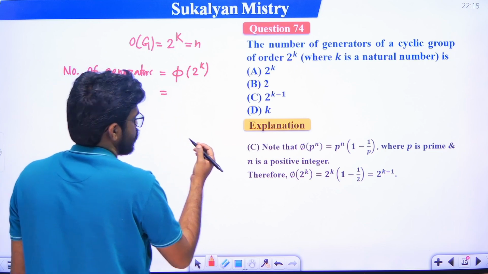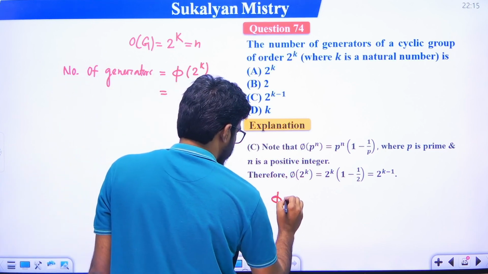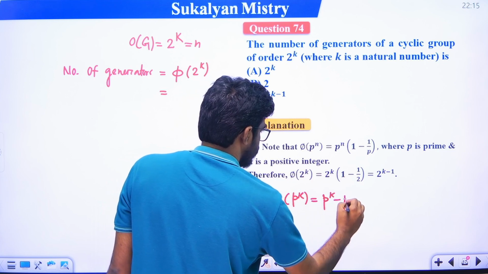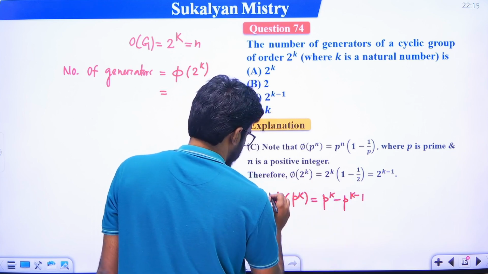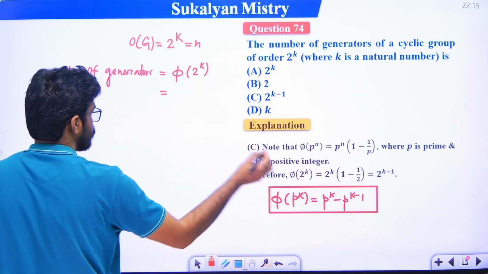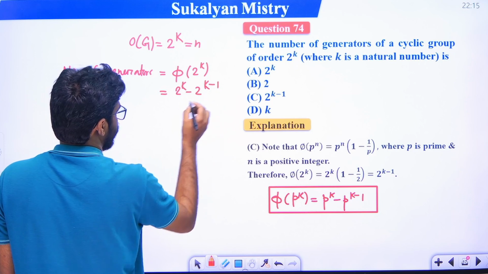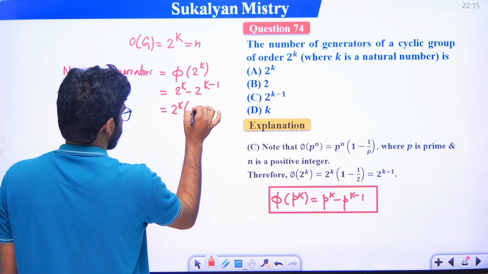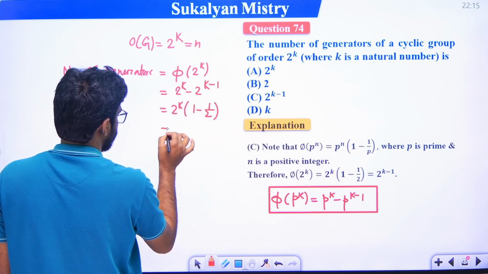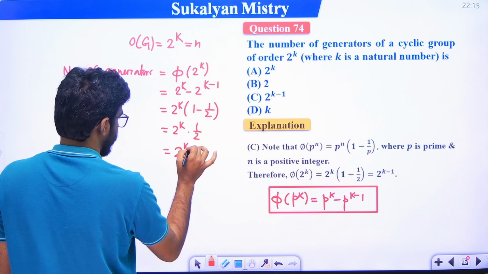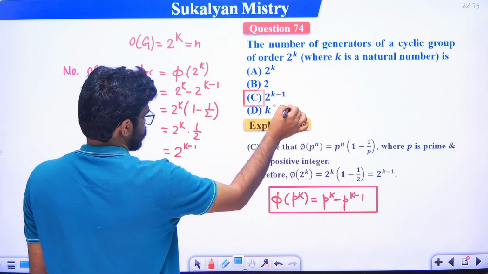We know this property: phi of p to the power k is p to the power k minus p to the power k minus 1, where p is a prime number and k is a positive integer. So 2 to the power k minus 2 to the power k minus 1. Taking 2 to the power k common, we get 2 to the power k into 1 minus 1 by 2, that is 2 to the power k into 1 by 2. So that is 2 to the power k minus 1. So option C is the correct answer.